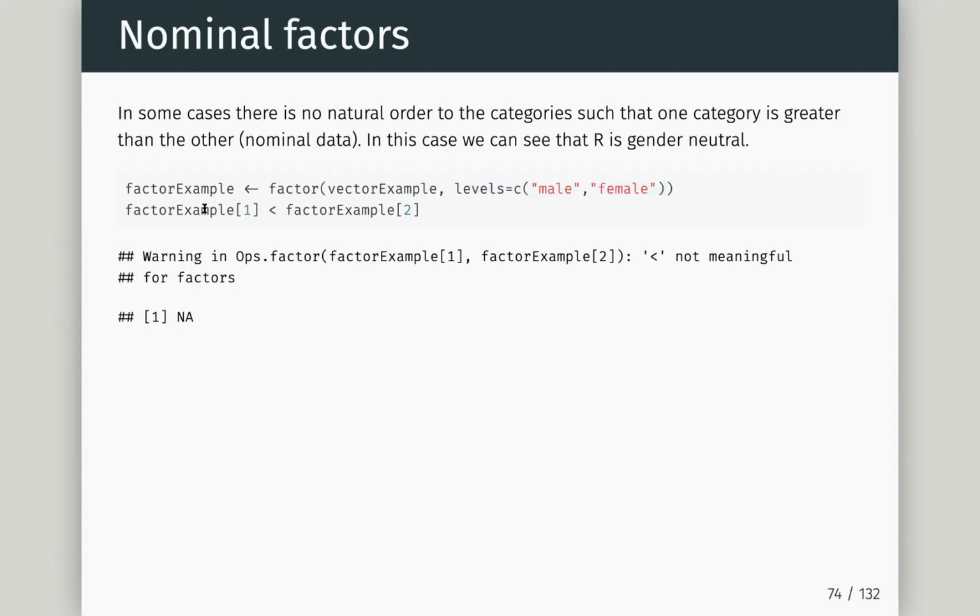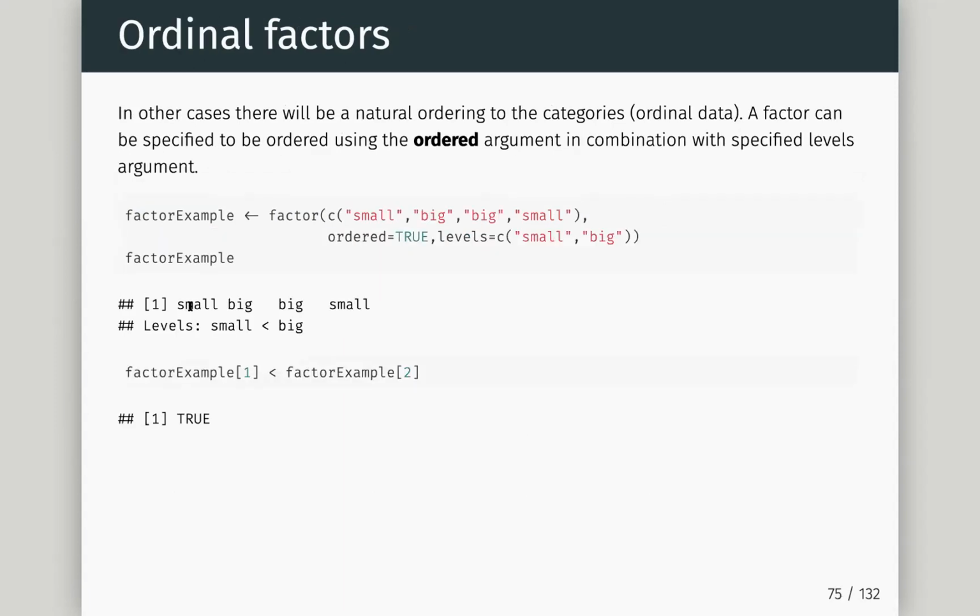But if I try and do something like factor 1 is less than this, it's going to tell me this isn't a meaningful comparison to make for a factor, and it gives me back this result we discussed, this NA, not available, not applicable. Sometimes we do want to be able to set these things as greater than others. Like I said, small, big, biggest, we may want that, and that would be our ordinal categories.